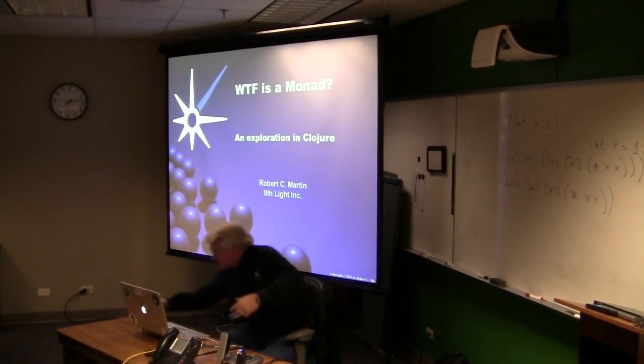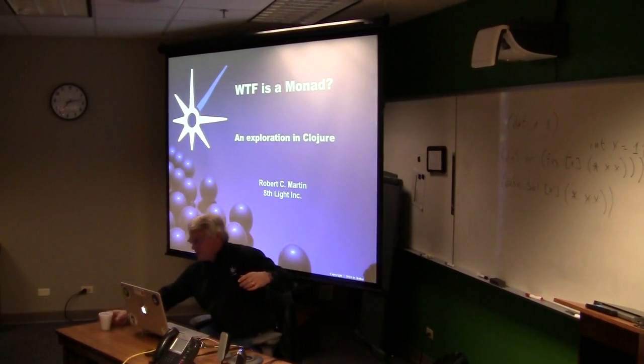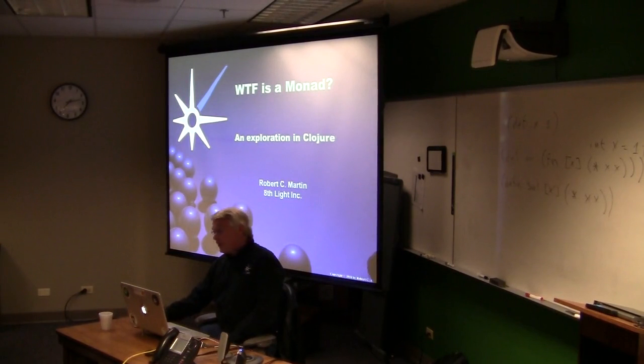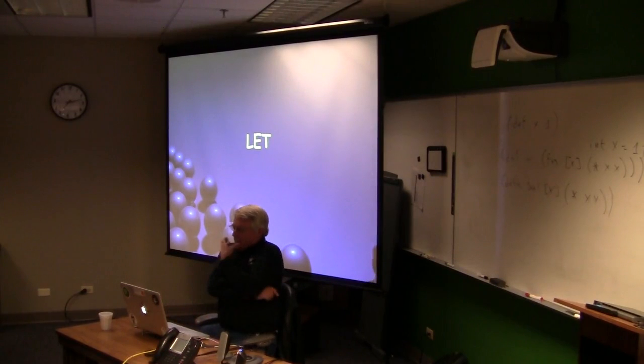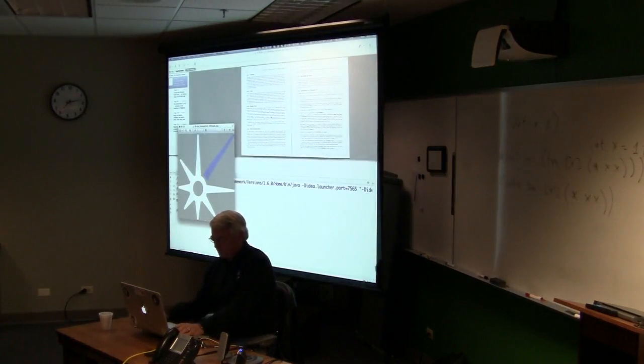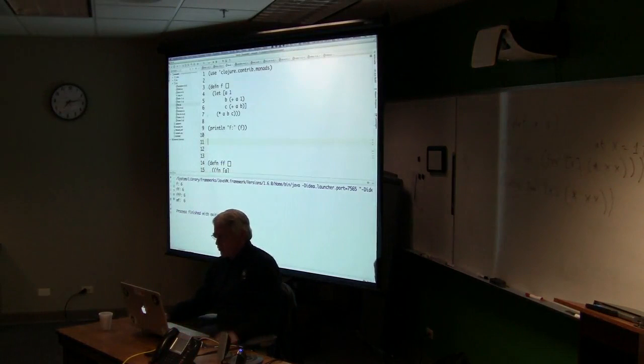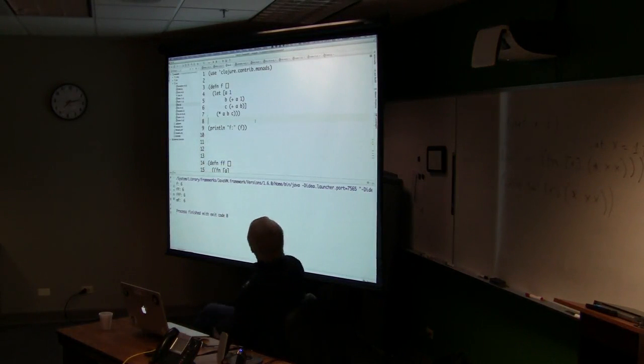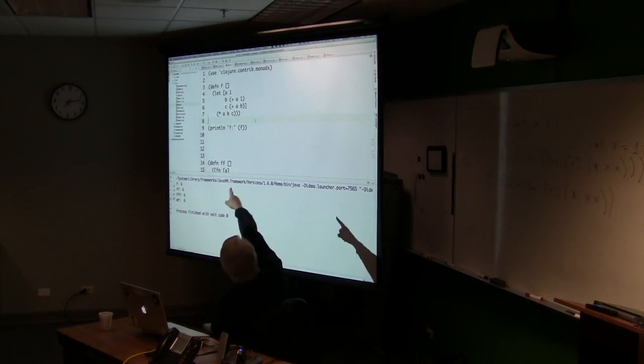So, all of this was in preparation for this. What the hell is a monad? And I didn't use an H, I used an F. Let. So in Clojure, you can do this. You see that I've got a function defined up there. It's a function named f.